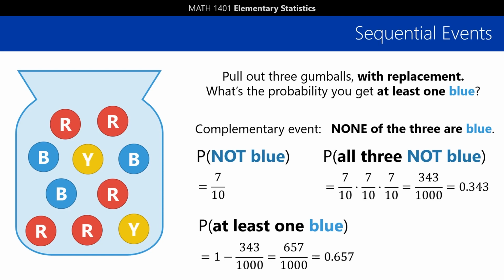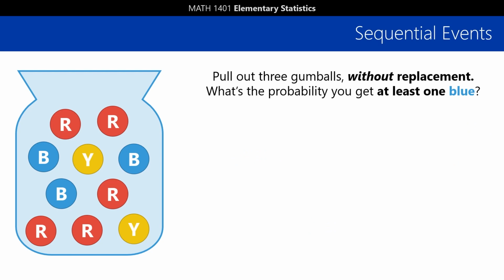Now here's something to chew on. What if we did the same problem, but this time we didn't put the gumballs back? Now what's the probability that you get at least one blue? See if you can use what we've talked about in this video to figure it out.